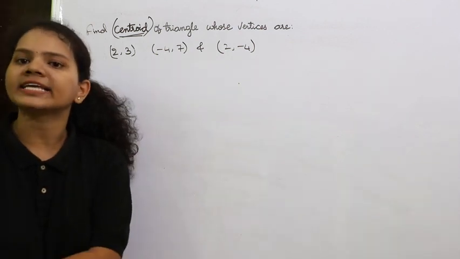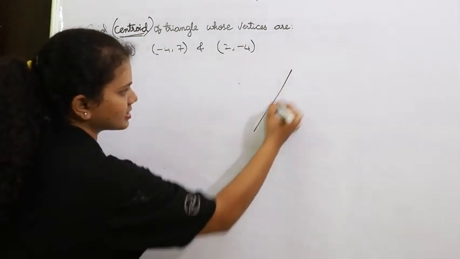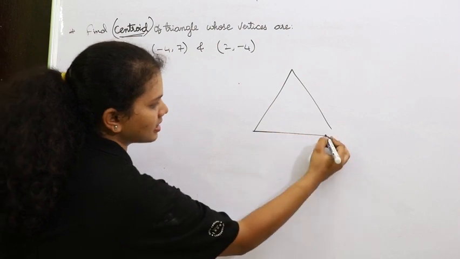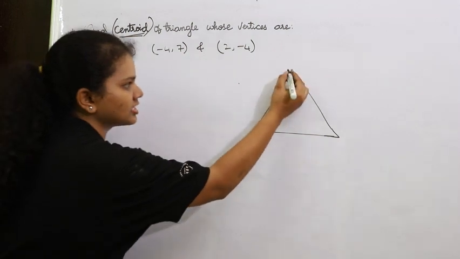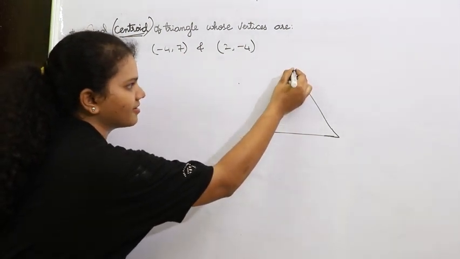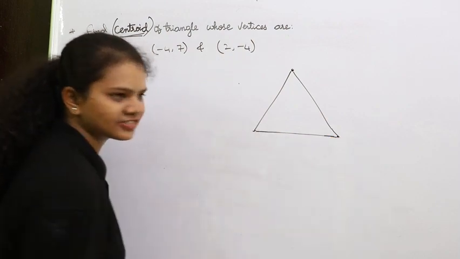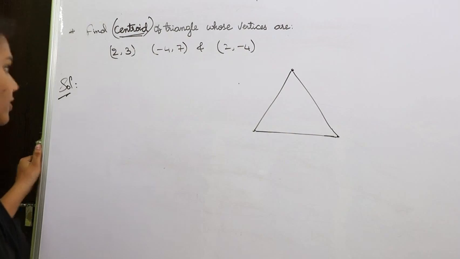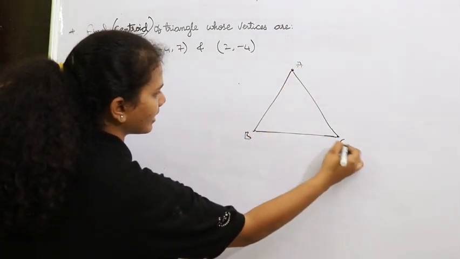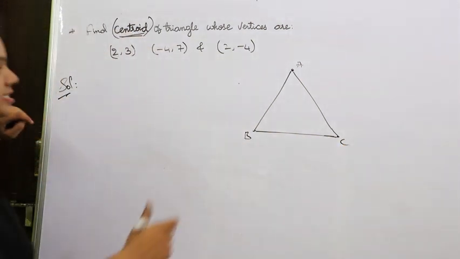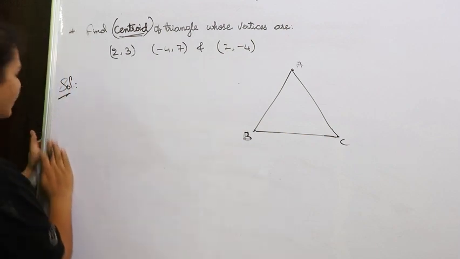Firstly, let us know what the centroid is. Let me draw a beautiful diagram. What is this? A triangle. Let us draw the triangle over here. How many vertices do we have? 3 vertices. Let the first point be A, let this point be B and let this point be C. So we have A, B, C.